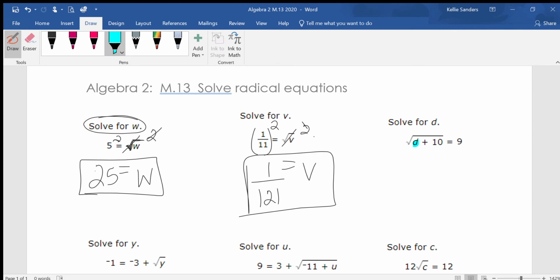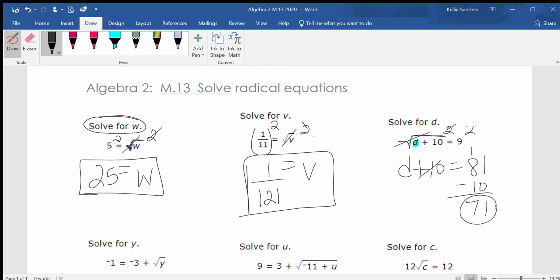I want to get D by itself. So you always work from the outside to the inside. So we're going to take care of the square root before we take care of the 10 to be able to get D by itself. So I'm going to square that side and I'm going to square that side. And I'm going to get rid of those. But D plus 10 is left. And 9 squared is 81. You subtract 10 and you get 71. I'm saying 71 is the answer.